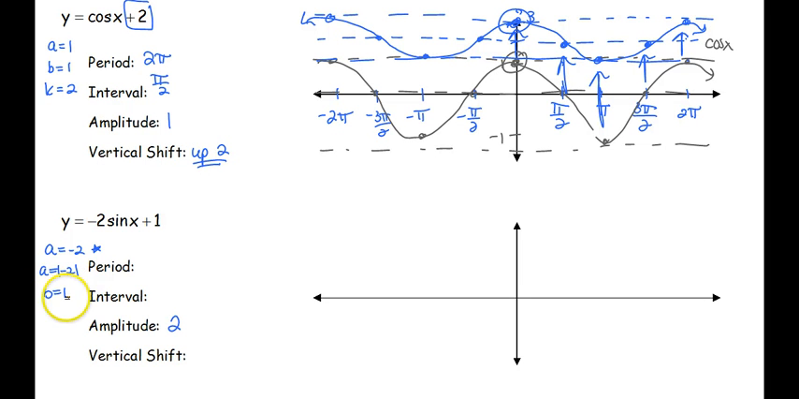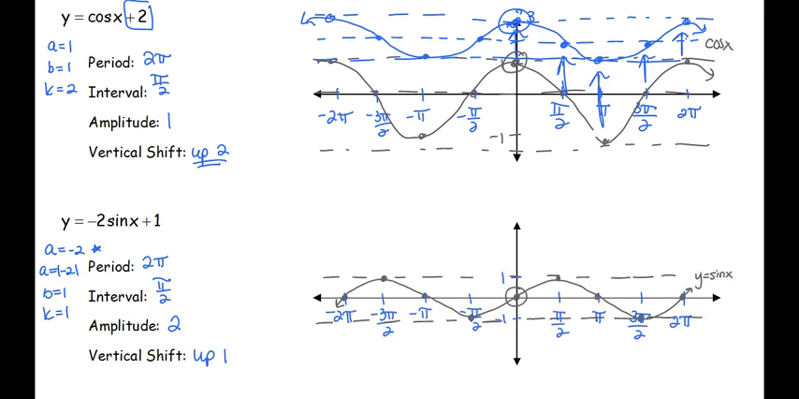Our b is equal to 1. We have no h. We have k is equal to 1, which means we have a vertical shift of up 1. Our period did not change. Our interval did not change. So go ahead and set up your graph.